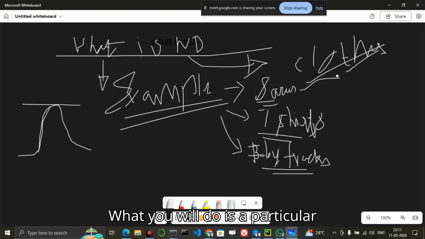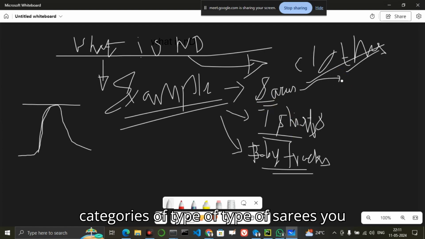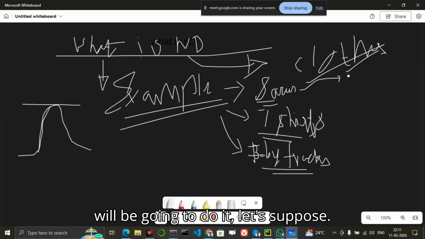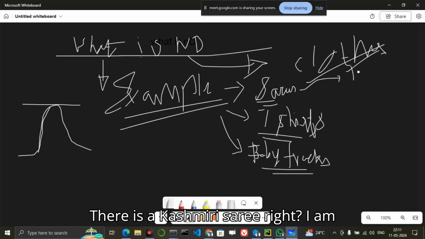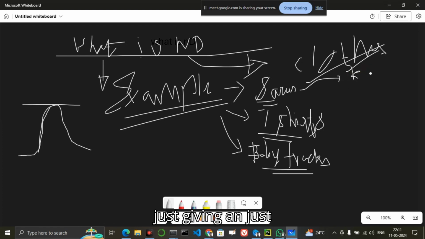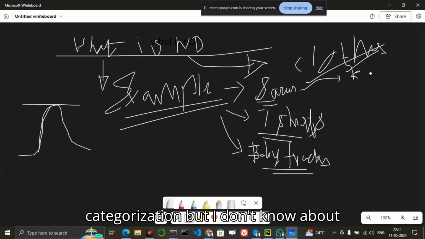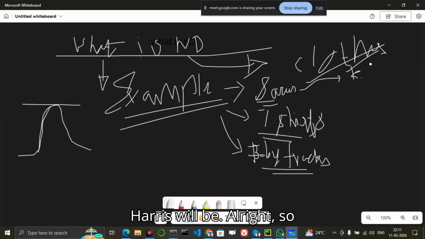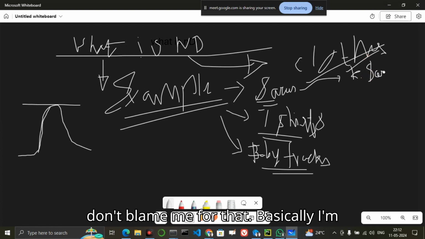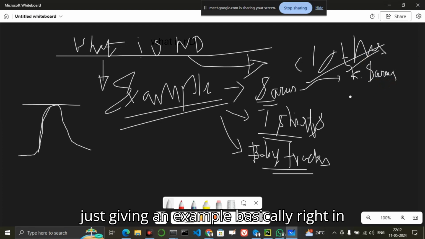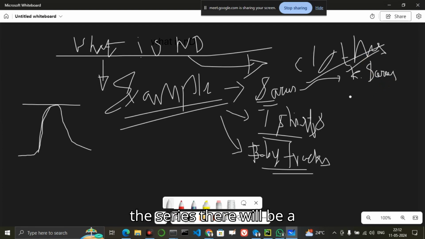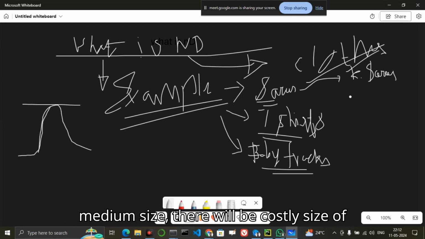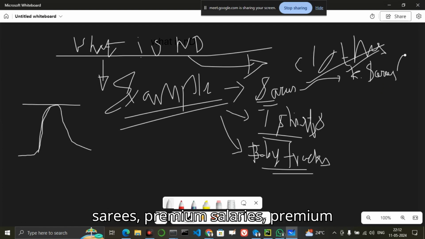In the saris, you will have particular categories of types of saris. Let's suppose there is a Kashmiri sari. I'm just giving a categorization, but I don't know the actual categories of saris, so don't blame me for that. I'm just giving an example. In the saris there will be a medium size, and costly premium saris, for which you have to keep particular stock, as fewer people will purchase those saris.